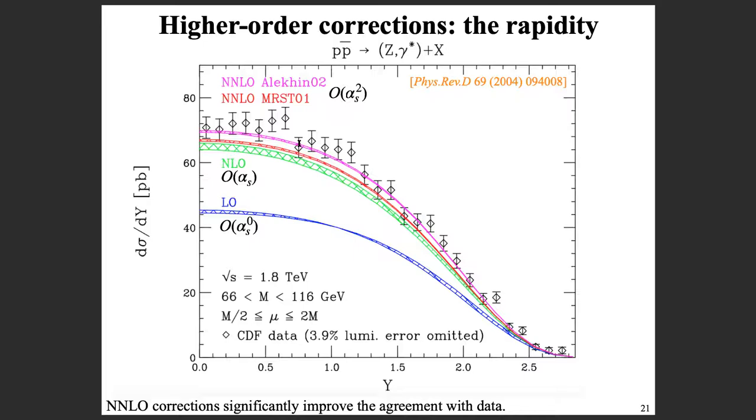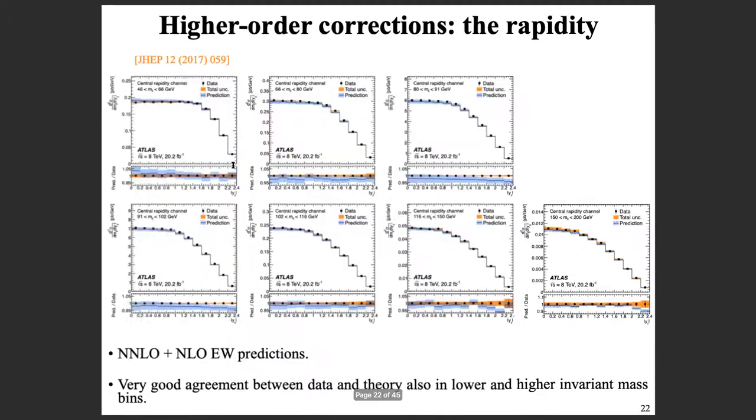This also depends on the PDFs. And actually this particular distribution is used to fit PDFs. So this means that including next to next to leading order corrections and using accurate PDFs really allows us to describe this data quite accurately. And actually the same also holds for more recent data measured at the LHC. So these are ATLAS data in different invariant mass bins. They are all rapidity distributions. And what you can see is that if you again include the next to next to leading order QCD corrections, and possibly also electroweak corrections, the agreement between predictions and data is remarkably good.